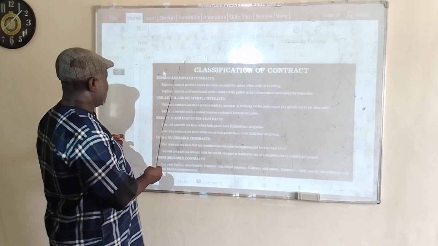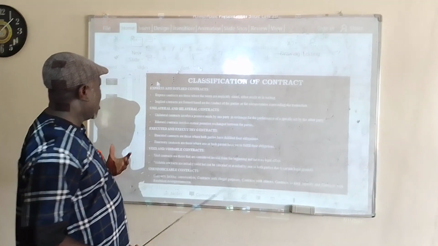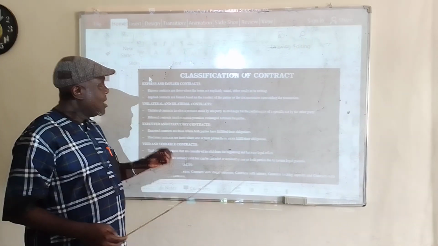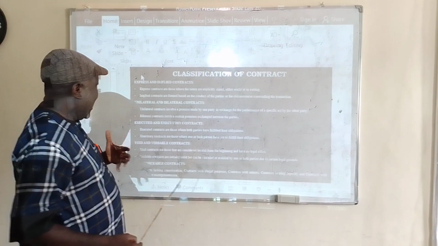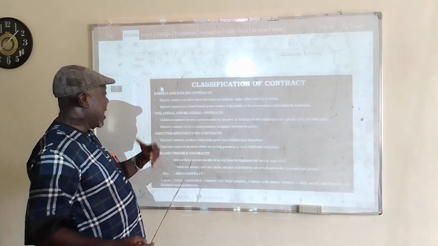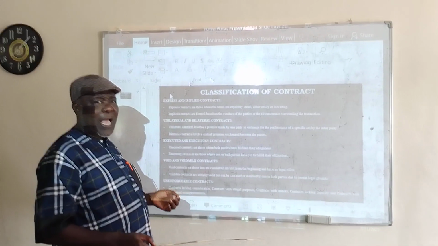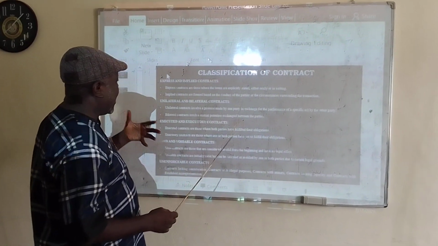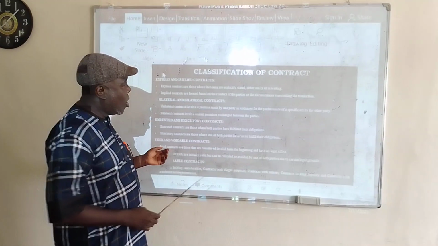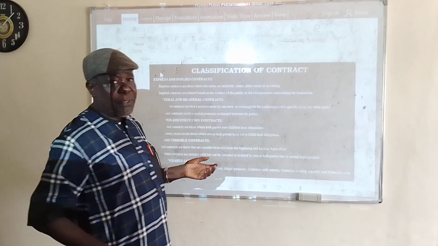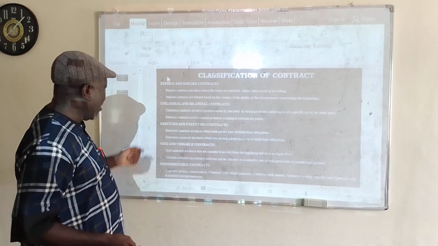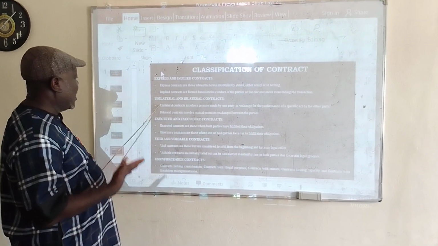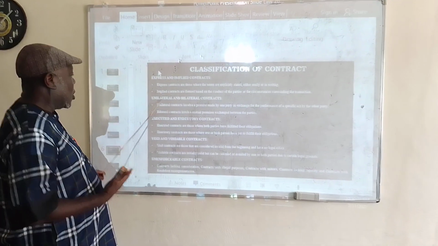Some will classify them under express and implied contracts. Express contracts are those where the terms are explicitly stated, either orally or in writing. It must be expressed that certain terms in the contract are what? Expressly stated. We have implied contracts, which are based on the conduct of the parties or the circumstances surrounding the transaction. Now we have another classification that looks at it under unilateral and bilateral contracts.